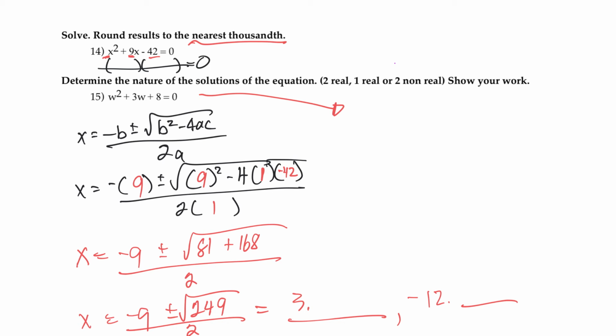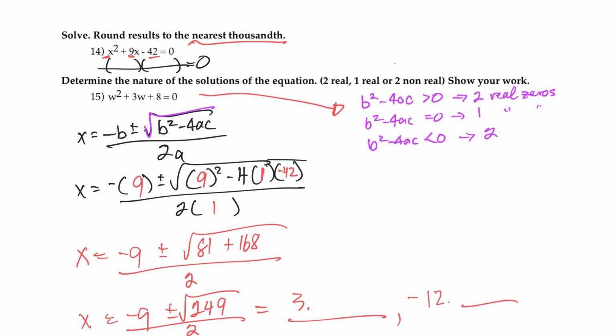Okay, so this says determine the nature of the solutions. And we can do that using part of the quadratic formula that's underneath the radical. If I do that stuff under the radical, and if it's greater than 0, that means there's 2 real zeros. If that stuff under the radical is equal to 0, then there's only 1 real zero. And if the stuff underneath the radical is less than 0, or in other words negative, that's when I get 2 non-real zeros. So let's figure out what the b squared minus 4ac is.